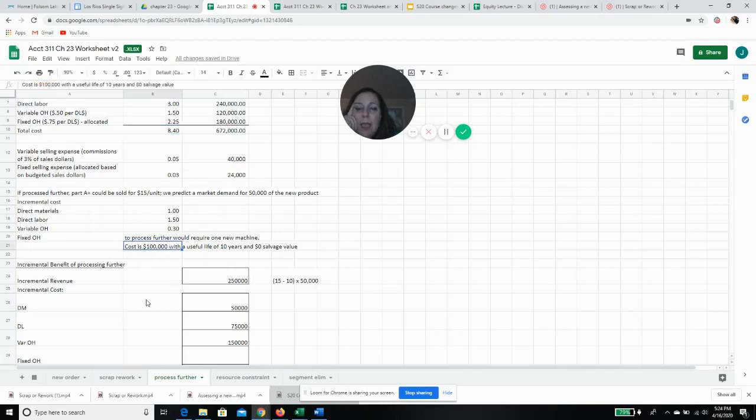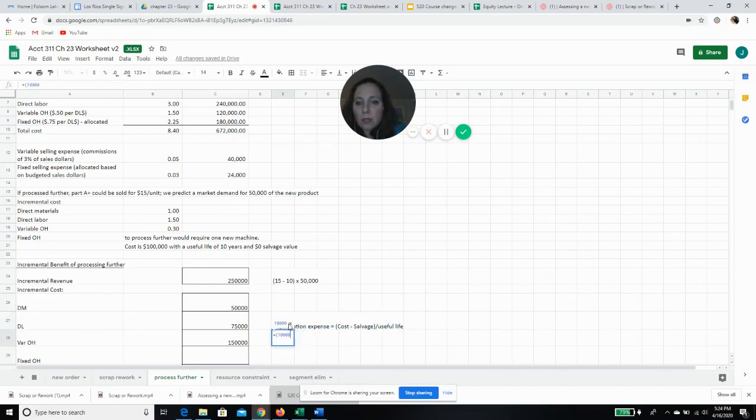But in order to do the silk screening, I need to invest in a new machine. And it's going to cost me $100,000 with a useful life of 10 years and a 0 salvage value. So if you remember, depreciation expense equals cost minus salvage. I know you guys remember this from 301, but I'm going to do it just in case, divided by useful life.